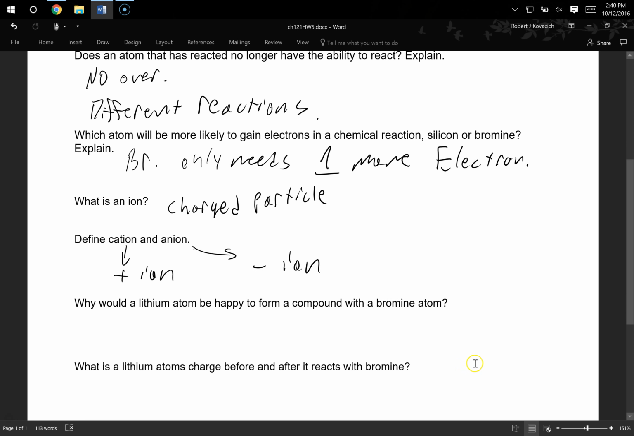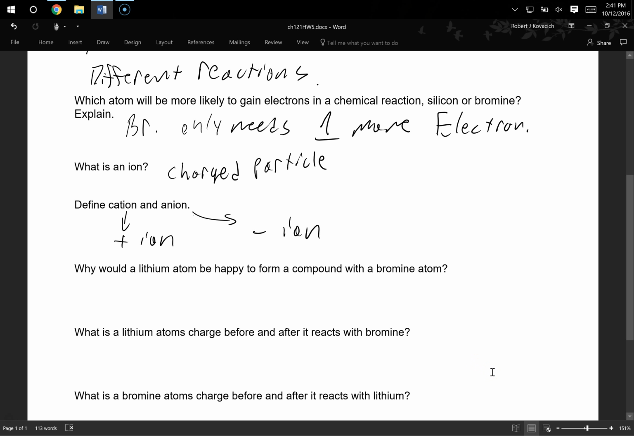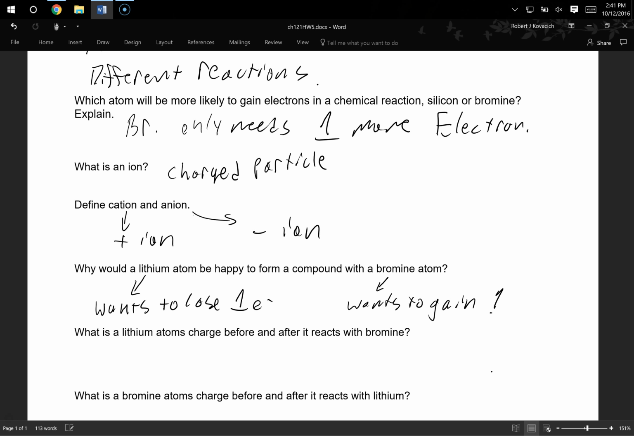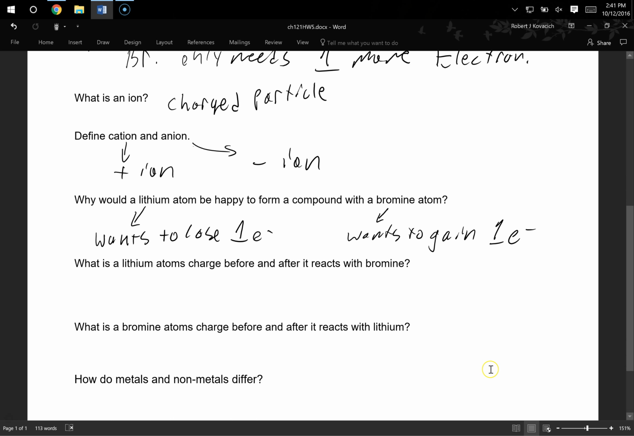All right, so why is lithium happy to form a compound with bromine? Wants to lose one electron. Wants to gain one electron. Yep. What's the lithium's charge before it reacts with the bromine? 0. It's an atom. Because it's got that one electron it wants to get rid of, right?